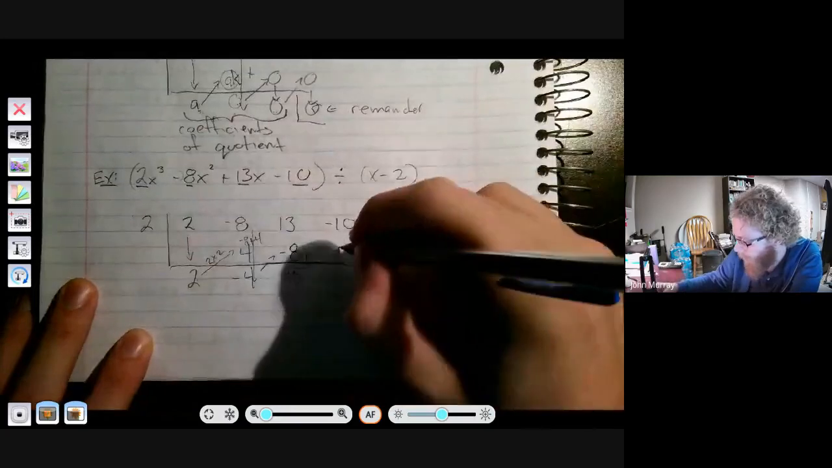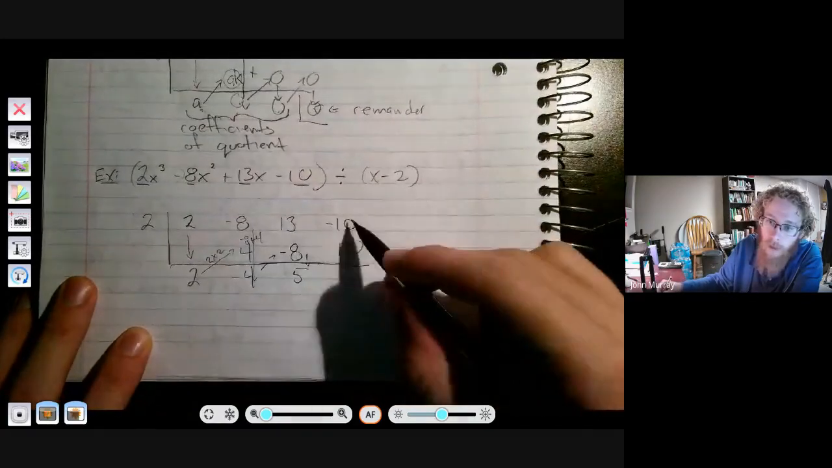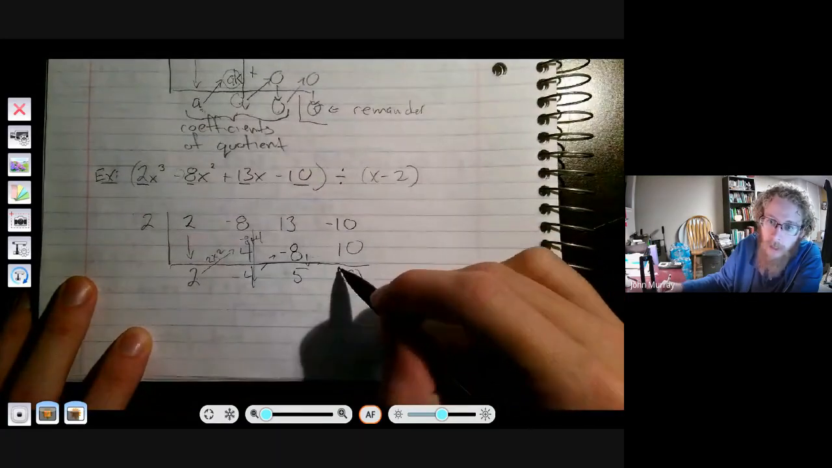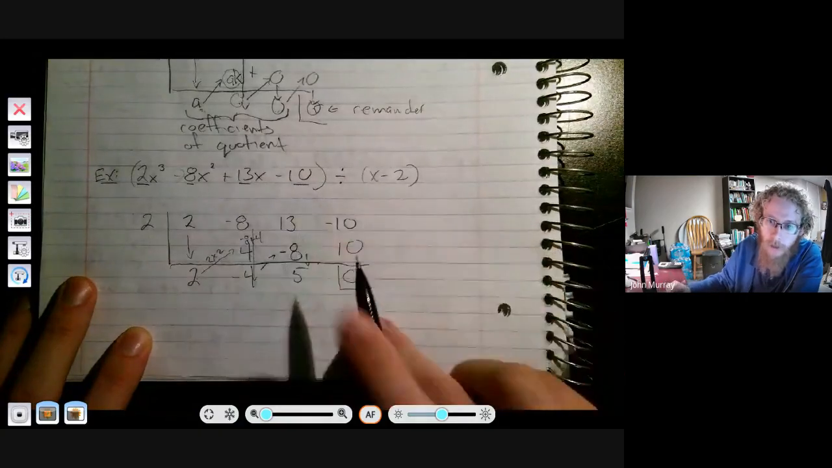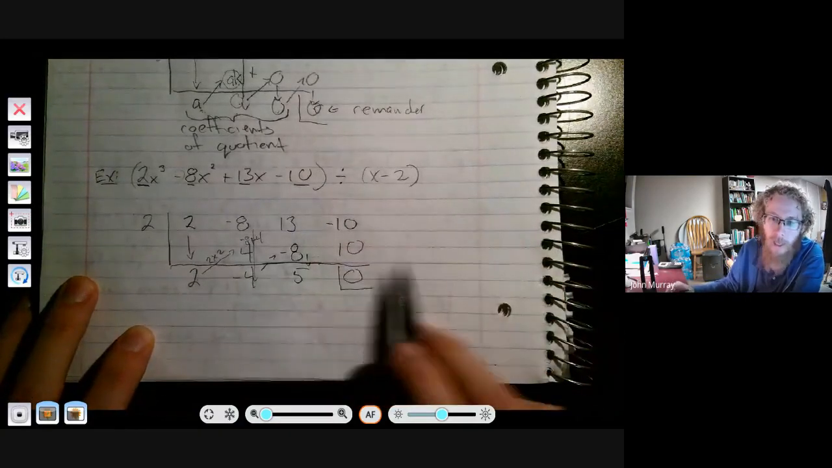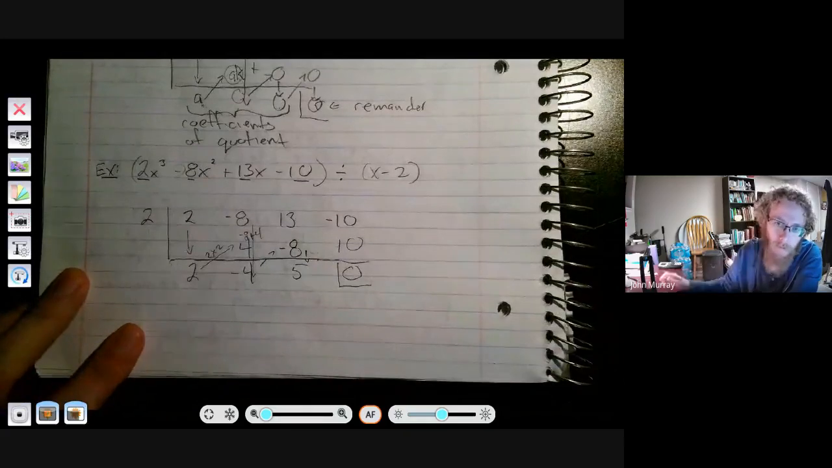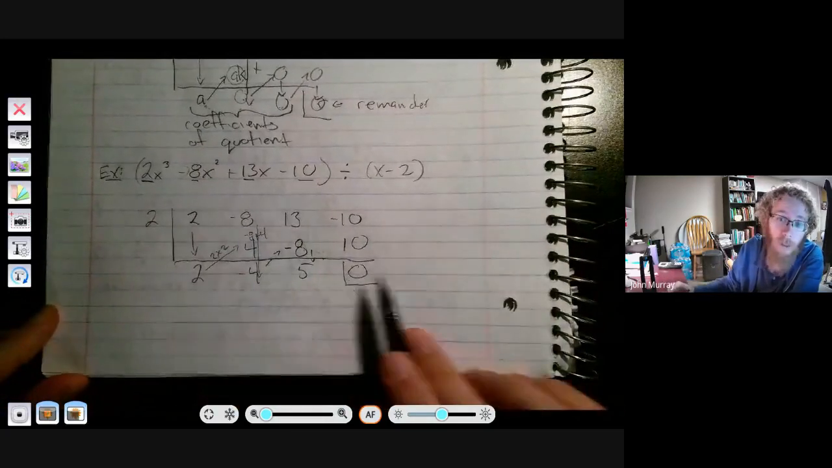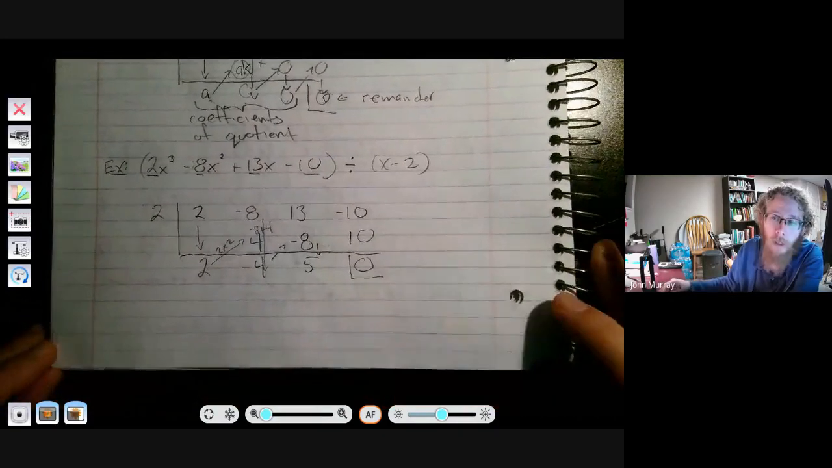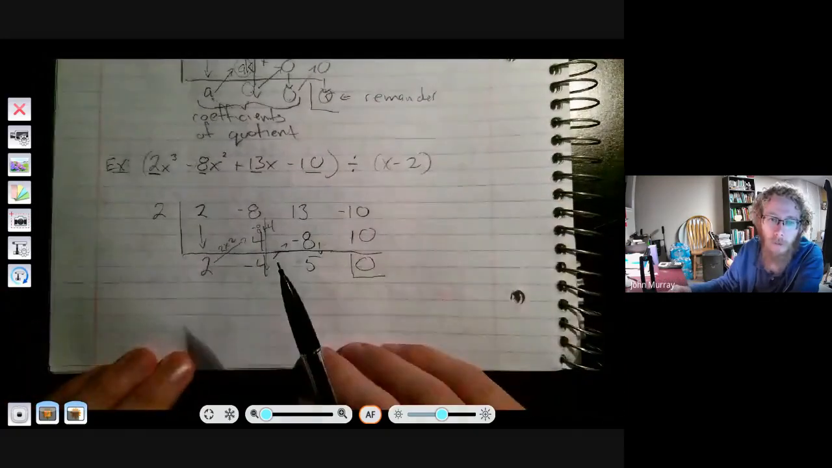2 times 5 is 10. Negative 10 plus 10 is 0. Okay, and again, I'm going to do this where I kind of isolate that last number. All right, so this works out nicely. I don't have a remainder. But what is my final answer?